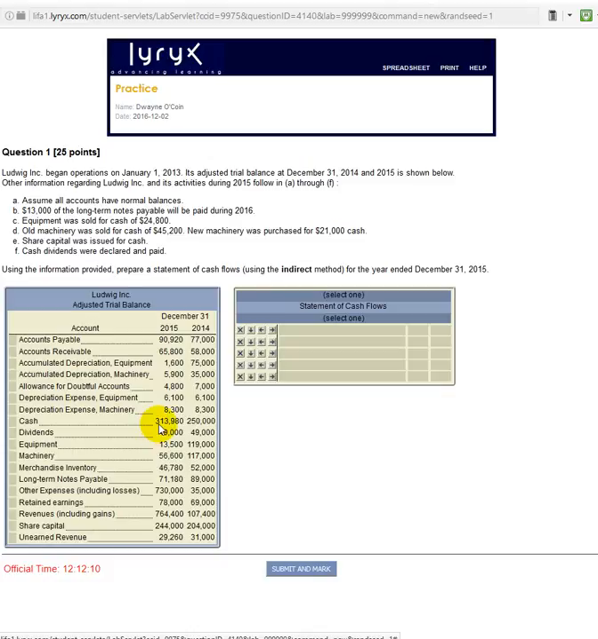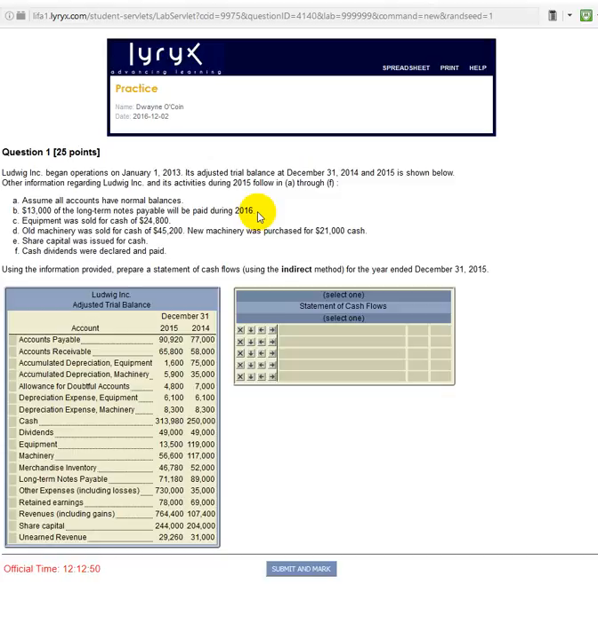So let's get started. We're told that they began operations on January 1st, 2013, and now we've got December 31st, 2014 and 2015 balance sheets included in the adjusted trial balance. So the beginning of the year is January 1st, 2015, and the end of the year is December 31st, 2015. We're to assume that all accounts have normal balances, so there are no surprising debits or credits lurking anywhere. And we have a long-term notes payable. It says that will be paid during 2016. That would be important information if we had the balance sheet.